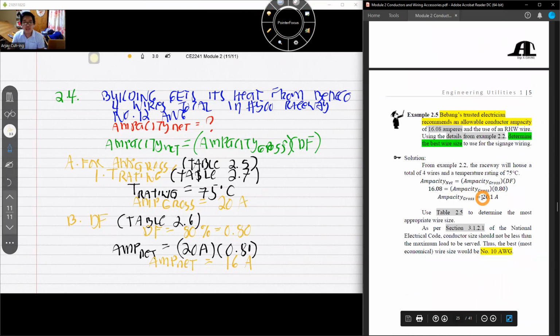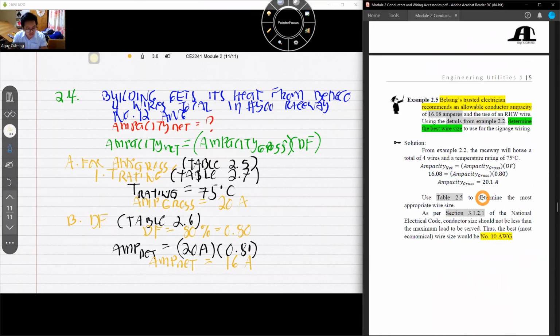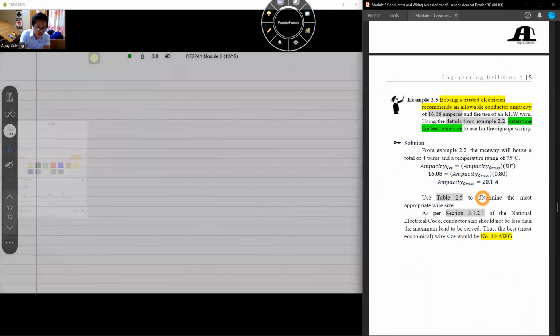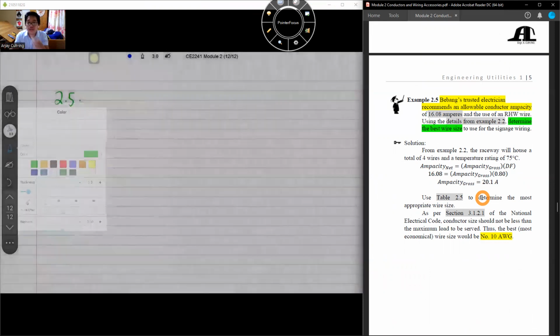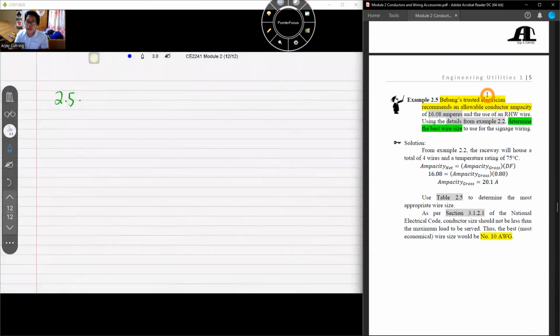Okay. So moving on class, sagutan rin natin yung example 2.5. Yan. So example 2.5 class. Okay. So ano yung given natin class? Given a Bebang trusted electrician. So sabi nung electrician ni Bebang class, ang allowable daw natin class as per his professional opinion is yan. So ano yung 16.08 class? So yan na class yung ating net ampacity. So yan yung allowable na. Okay, so meron tayong 16.08 ampere.